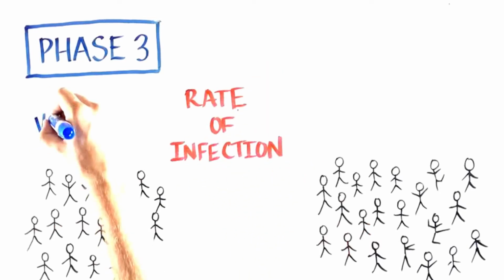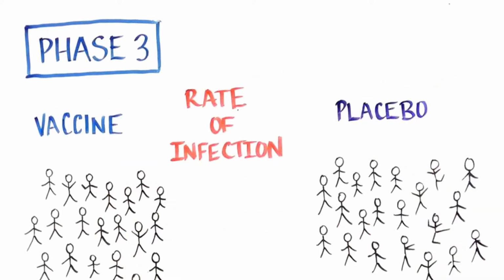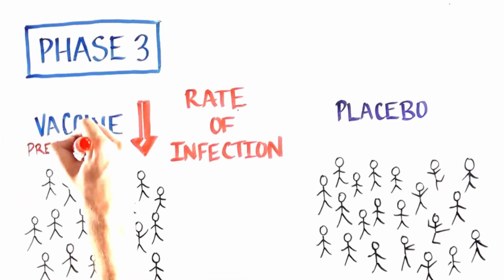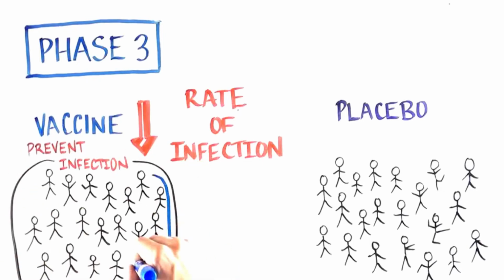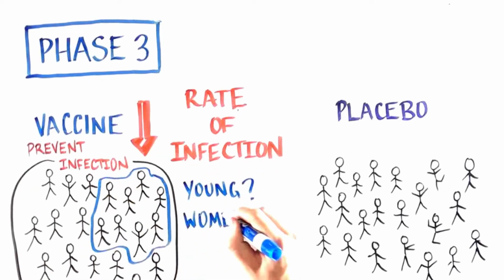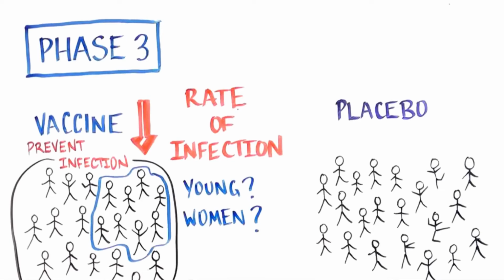And the third phase, this is where the volunteers come in. The vaccine is given to volunteers, as well as placebos. This phase will determine if the vaccine is effective in the total population or only in a subgroup, such as women only, children only, people aged below 18, or if it works in all people.